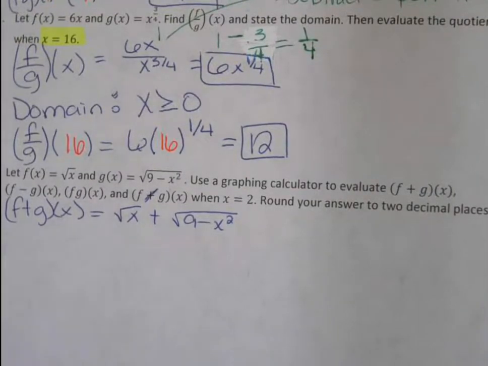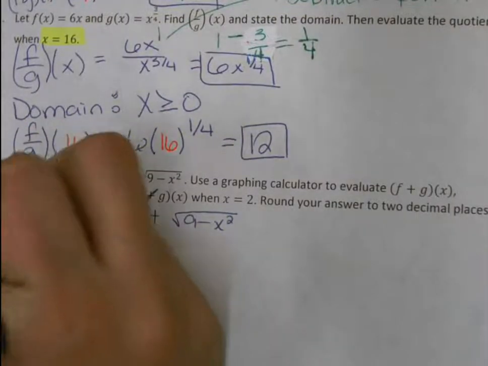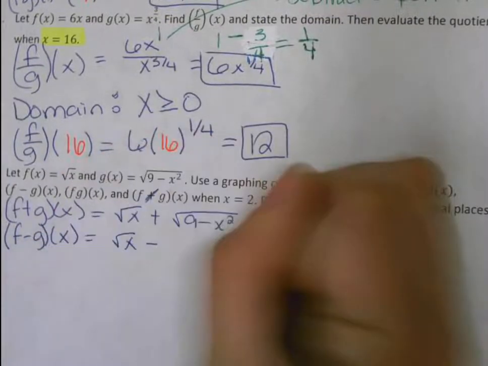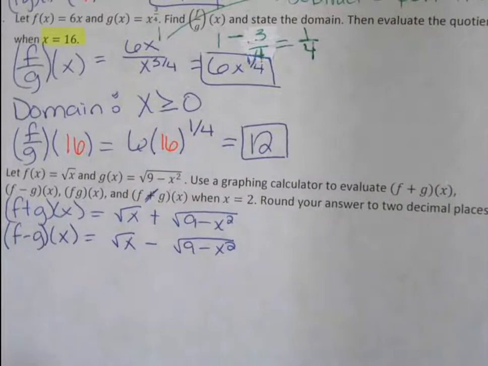Questions on f plus g of x? I can't do anything because the insides of the radicals are not the same. So that one just stays like that. The minus one is going to look very similar. I just have a minus in the middle, and just like before, I can't do anything because the insides of the radicals are different.